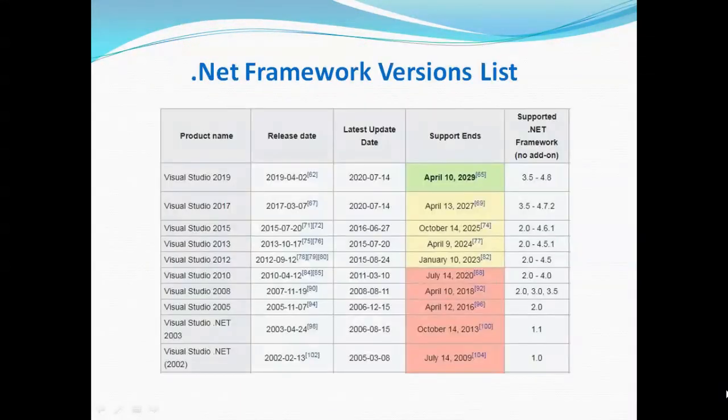.NET Framework version list. I talked about the version list before in this video. Here is the version list. The first version of .NET Framework is 1.0, and the current version is Visual Studio 2019, with framework versions 3.5 to 4.8. Here is the whole list.